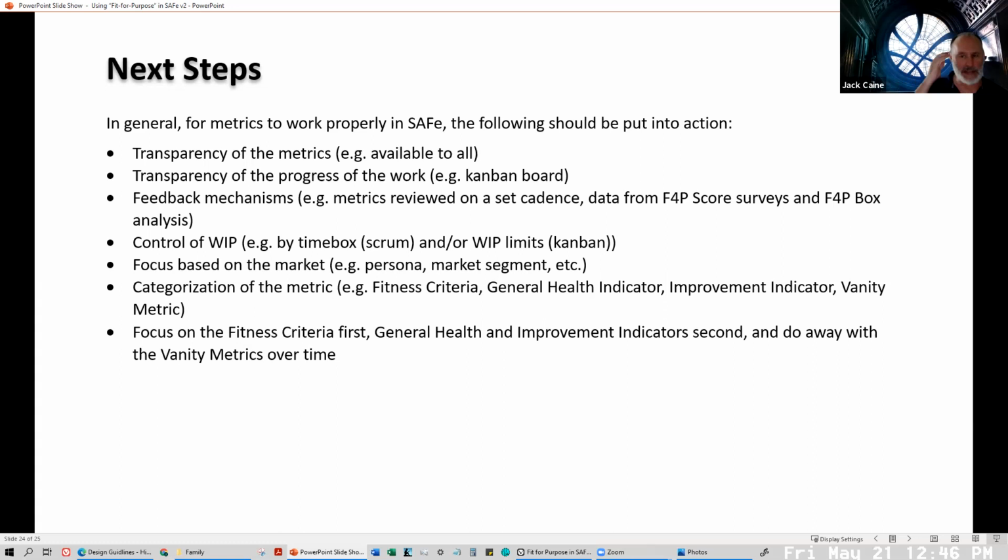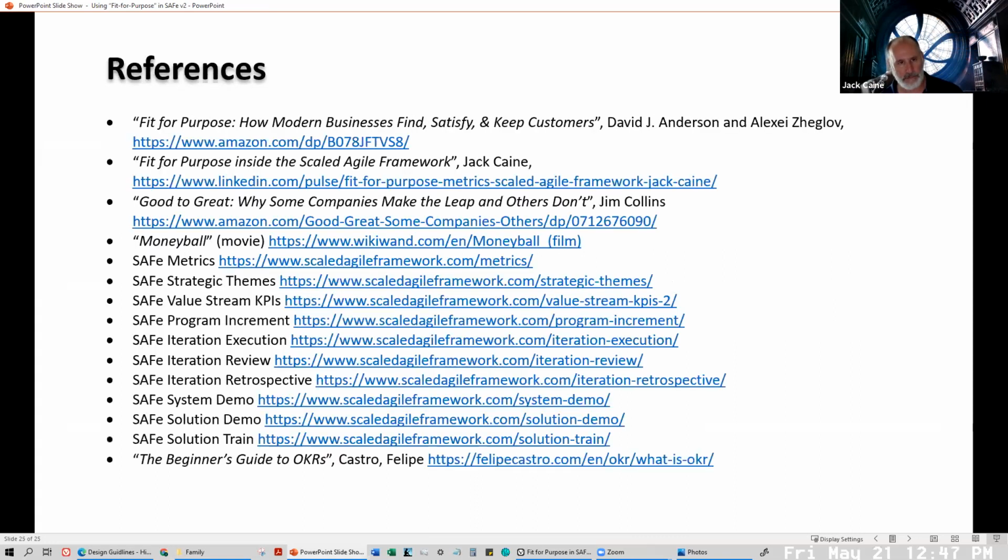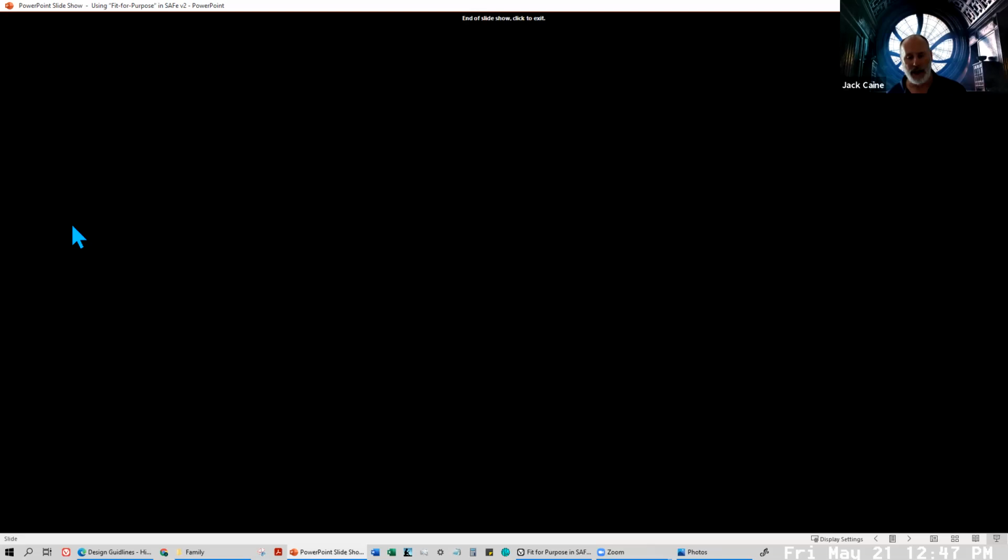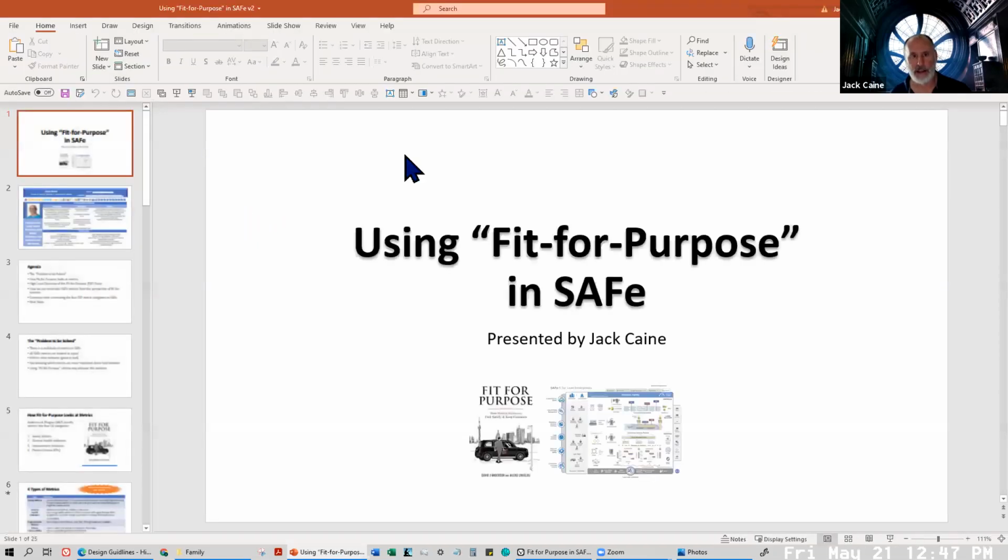Categorization of metrics. We need to start thinking about, is this a fitness criteria, general health indicator, improvement indicator, or a vanity metric? And call it as such. We need to focus on the fitness criteria first, general health and improvement indicators second, and do away with the vanity metrics over time. There are all kinds of references here as well at the end of the deck for you. And I am done. So are there any questions?